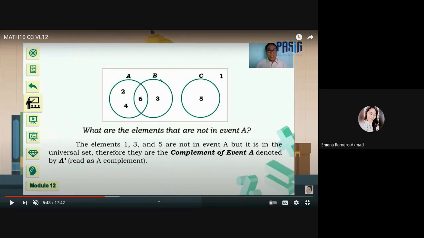Paano pag B? Ano yung mga elements na wala sa B? 2, 4, 1, 5. Okay, those are the B complement. Those are part of the B complement. And how about for those elements that are not in C?